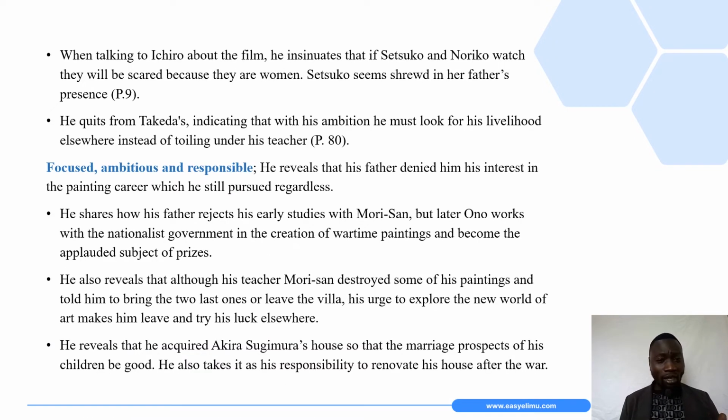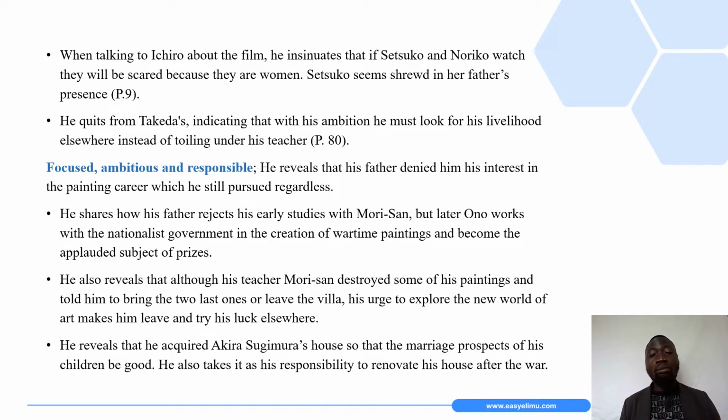Another thing is that when talking to Ichiro about the film, he insinuates that if Setsuko and Noriko go with them to the theater to watch the film that Ichiro earlier saw on a movie poster, they will be scared because they are women. So he insinuates that if Setsuko and Noriko watch the film, then they will be scared because they are women.